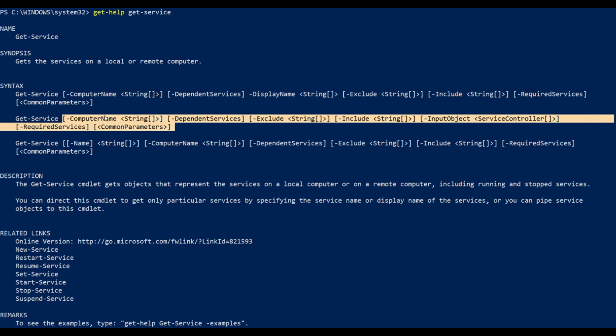So a parameter set is a set of parameters to actually work with the command and to get the desired output. Different combinations of parameter sets can give you different output. So you must be careful when you are using a parameter set. If you're not getting the desired output, you might need to issue the Get-Help command and find what parameter set should be used for getting the desired result.